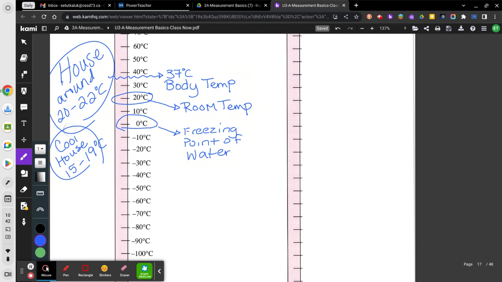Okay, we're going to convert temperatures right away. And when we convert them, there's only simple rules. Okay, there's a couple simple rules. So turn your page, please. We're going to do some estimating temperatures.